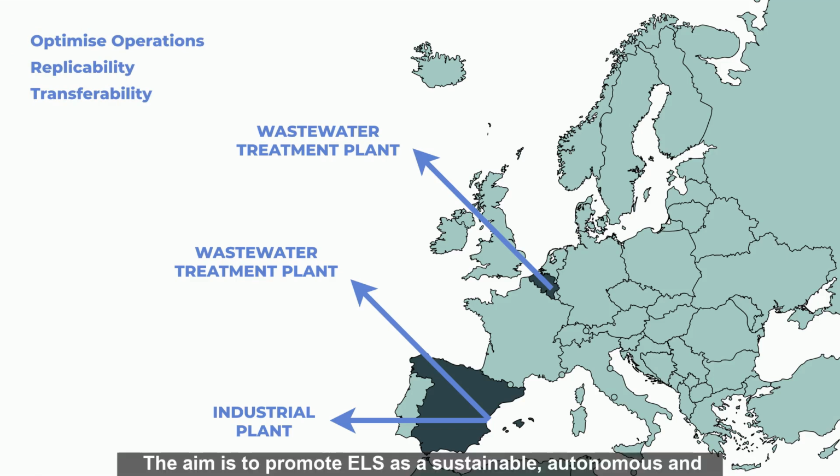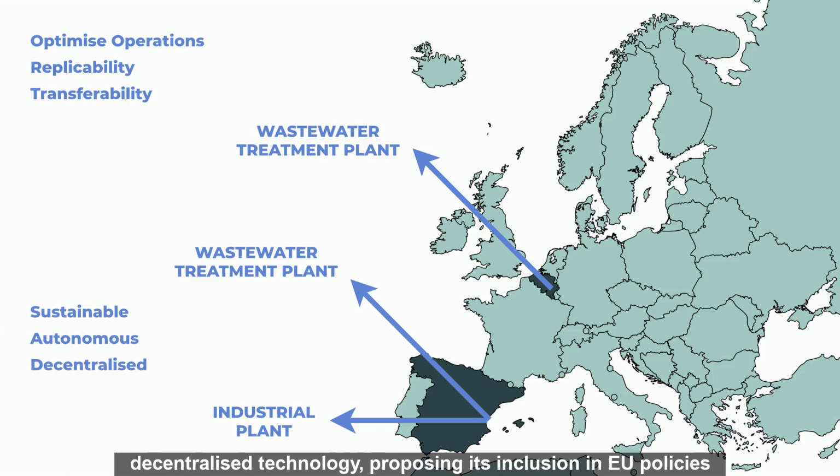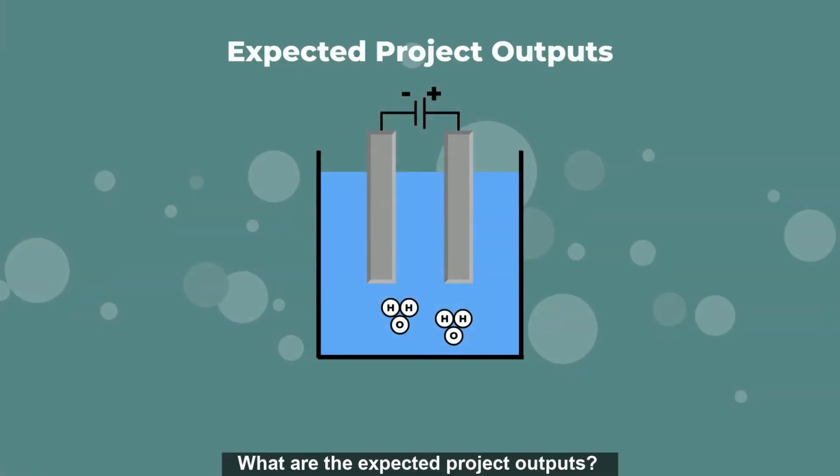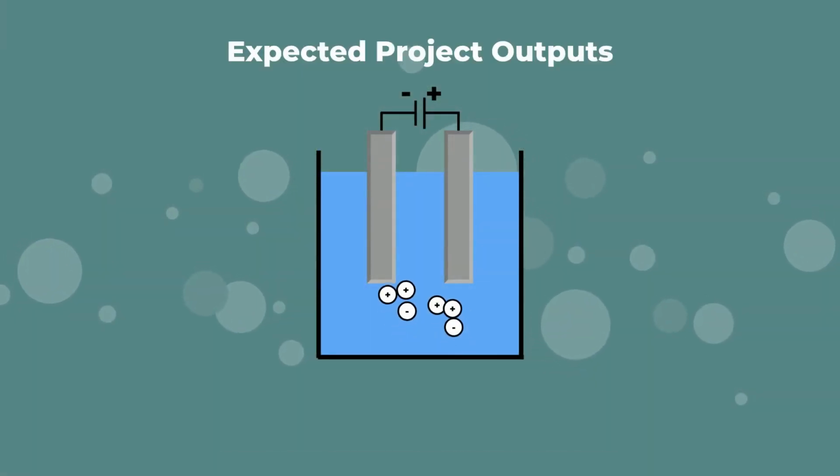The aim is to promote ELS as a sustainable, autonomous and decentralized technology, proposing its inclusion in EU policies and for a wider implementation and replication in sectors where wastewater purification and treatment are required. What are the expected project outputs?